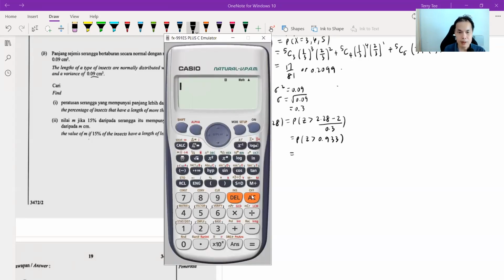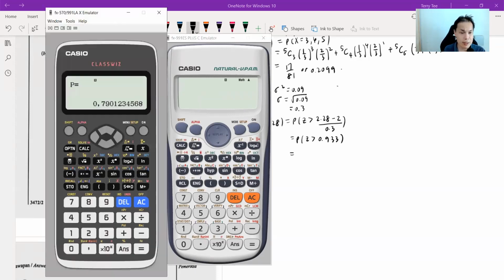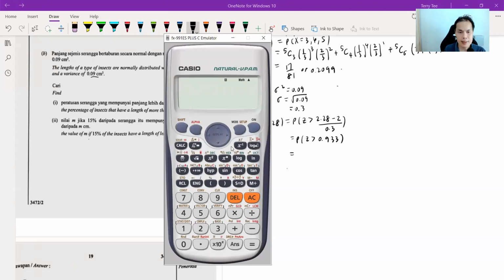I'll use this calculator. There are 2 calculator models you can use. I can use this and this. So let me start with the silver one. Okay, the silver one, I will press mode. You go to number 3 for stats. All right, just press AC. As long as we are in stats mode, we can use this.